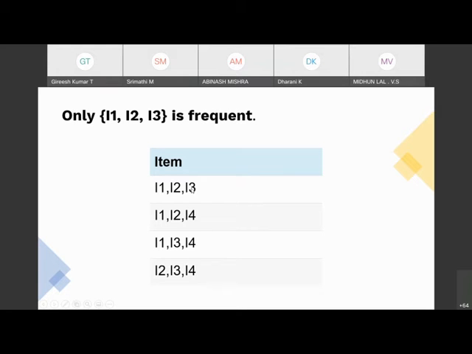Only I1, I2 and I3 is frequent, so only that item set you have to consider. All other item sets are not needed, because their support is less than the threshold. So now we are taking only the I1, I2, I3 data set. Using this I1, I2 and I3 data set, we are going to form the rules. We'll see that.